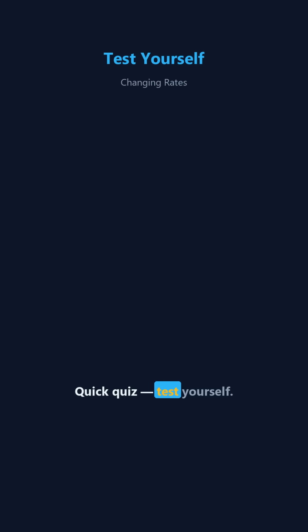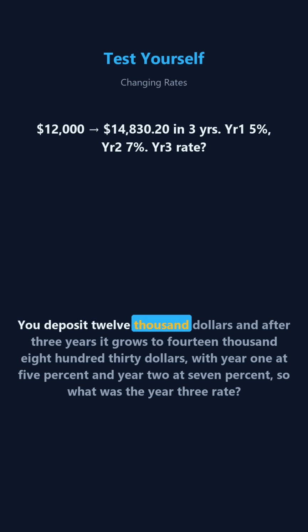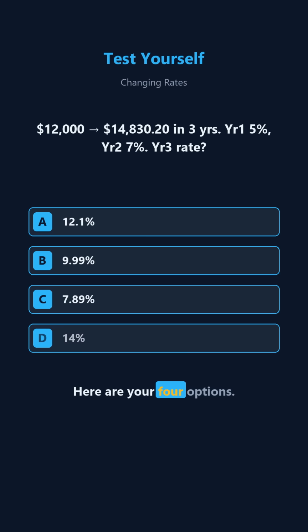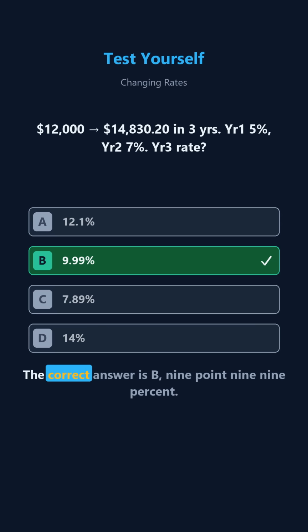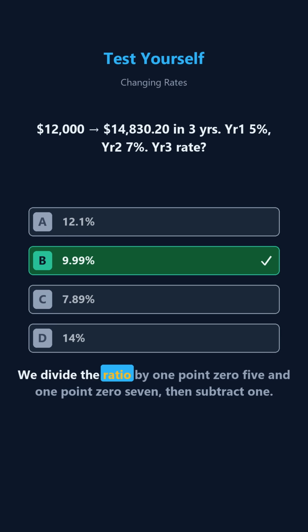Quick quiz, test yourself. You deposit $12,000 and after 3 years it grows to $14,830, with year 1 at 5% and year 2 at 7%, so what was the year 3 rate? Here are your 4 options. Pause the video and solve it now. The correct answer is B, 9.99%. We divide the ratio by 1.05 and 1.07, then subtract 1.